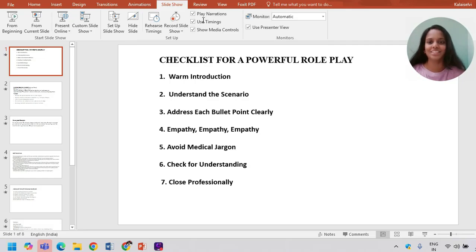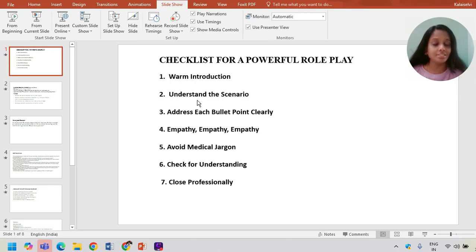Ready? Let's go. First, we will see the checklist for a powerful role play. The first one should be a warm introduction. You have to start with a polite greeting. State your role and confirm the patient's identity. Set a calm tone. Okay?